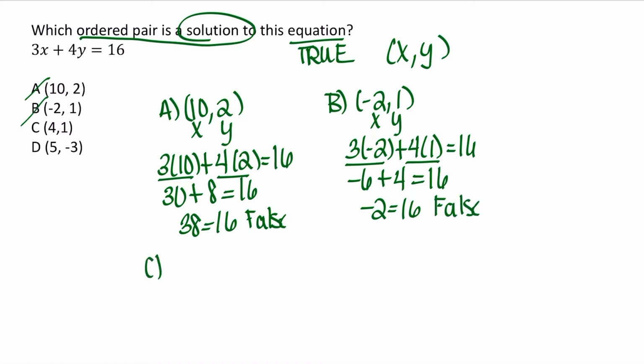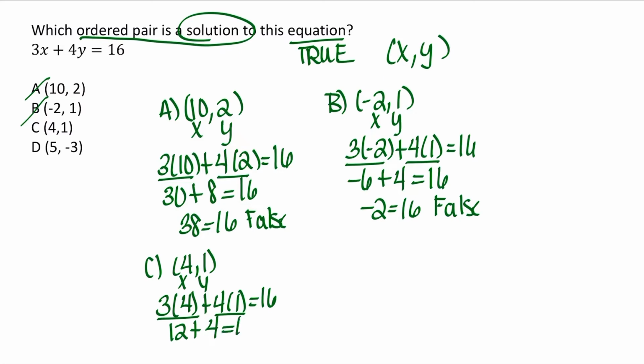Now let's try answer choice C. We have 4, 1, which is a value of x and a value of y. So when we plug in, we get 3 times 4 plus 4 times 1 equals 16. 3 times 4 is 12, plus 4 times 1 is 4, and that equals 16. So 12 plus 4 is 16, which is a true statement. So that means C is probably the correct answer, but let's just try D just to make sure.